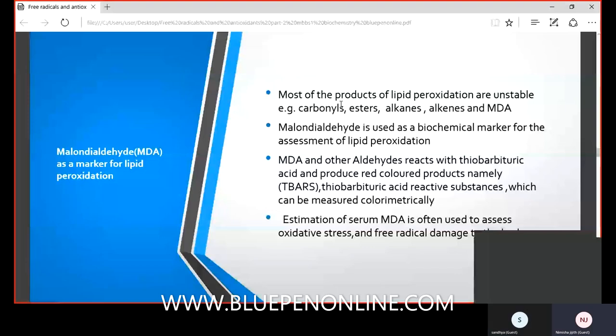Then we are entering into the test. MDA and other aldehydes react with, the term is very important, thiobarbituric acid, and produce red colored products. What is this red colored product? It is known as TBARS, thiobarbituric acid reactive substances, which can be measured colorimetrically.